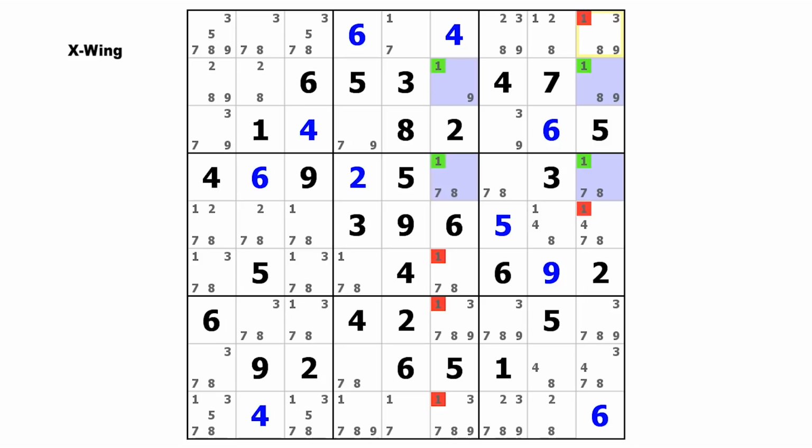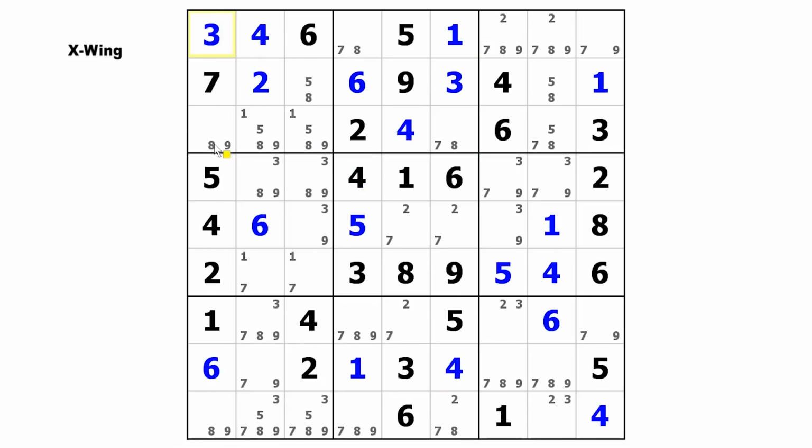And of course, the set of two conjugate pairs can lie in two columns like this. Here in this puzzle, these are the only two candidate 8s in column 1. They are a conjugate pair. One must be true and one must be false. And likewise, these are the only two candidate 8s in column 6. They are also a conjugate pair. One of them must be true and one of them must be false.